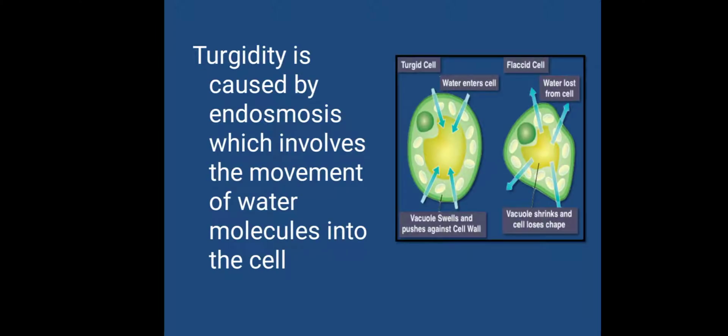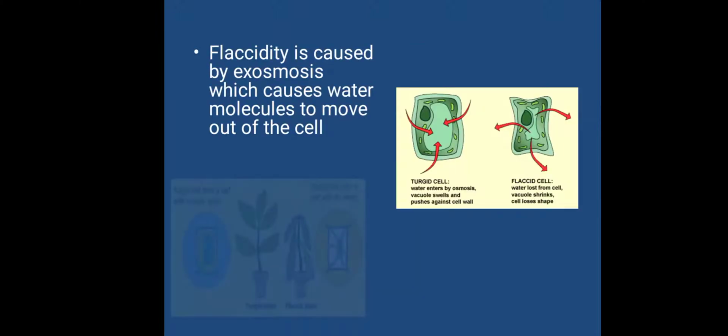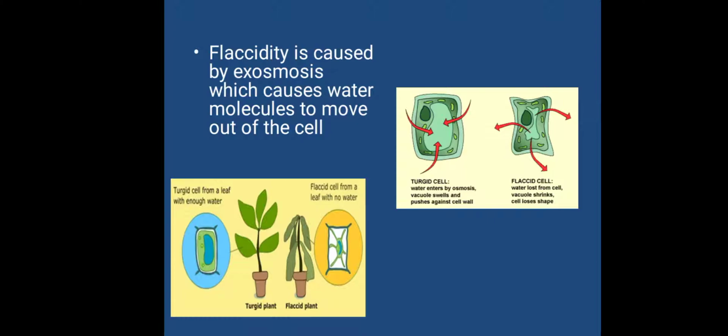Turgidity is caused by endosmosis, which involves the movement of water molecules into the cell. That is, water enters into the cell. The vacuole swells and pushes against the cell wall. Flaccidity is caused by exosmosis, which causes water molecules to move out of the cell. Water is lost from the cell, the vacuole shrinks and the cell loses shape.